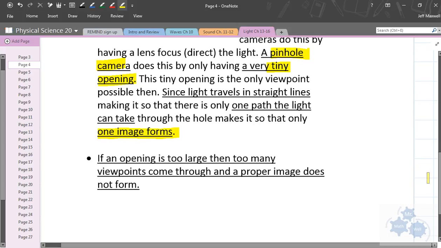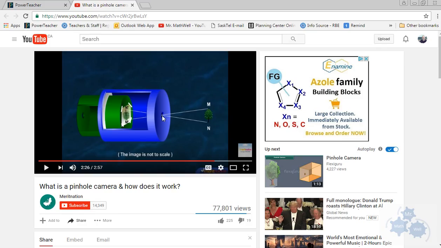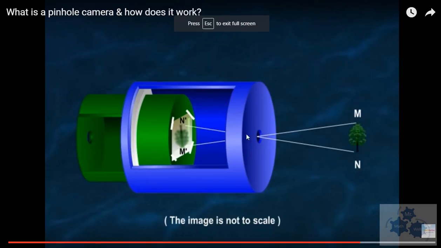If the opening is too large, such as the one that the student and I made, probably just a little bit too big, it's tough to get a sharp image. There are many viewpoints coming, so lots of light rays from different objects are overlapping, and the image doesn't quite form. But in a pinhole camera, if the hole is the right size, then very few light rays come in.